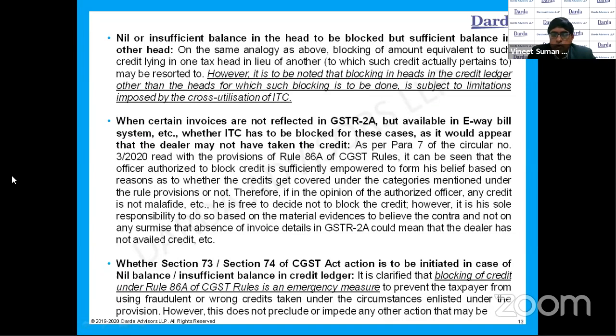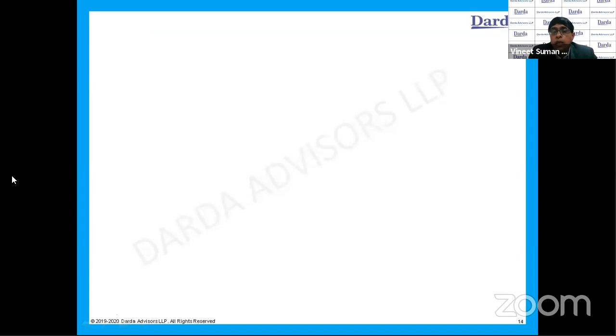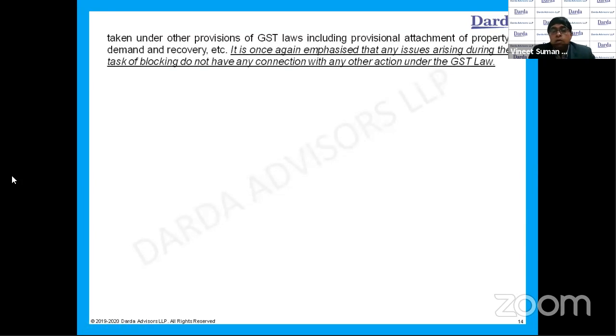Last but not the least in this circular, whether blocking under Rule 86A is part of other levy or imposition of penalty as per section 73, which is for other than fraud, and 74, with fraud. They have simply said both are independent. And if you are blocking the credit under 86A, you need not worry about that; you cannot issue one more notice under 73, 74, or any other section. It means there may be multiple notices or scrutiny in the name of blocking credit, and that will lead to multiple proceedings and then multiple appellate levels to be followed. So that is about the Rule 86A block.